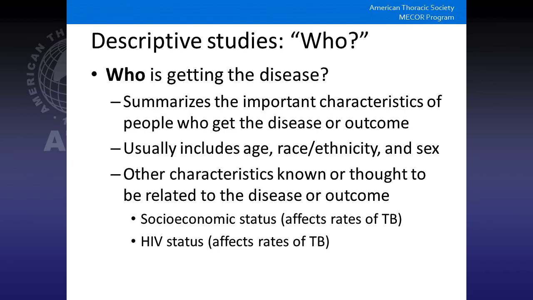Who is getting the disease? It summarizes the important characteristics, such as age, ethnicity, sex, so the various demographic characteristics, and other characteristics that are known or thought to be related to the disease or outcome. So, for example, with the swine flu, one of the things that would be of interest to know is what kind of animal contact persons had, as well as human contact. We also look at socioeconomic status and HIV status because certainly those affect rates of tuberculosis, which is a problem that many of us deal with.